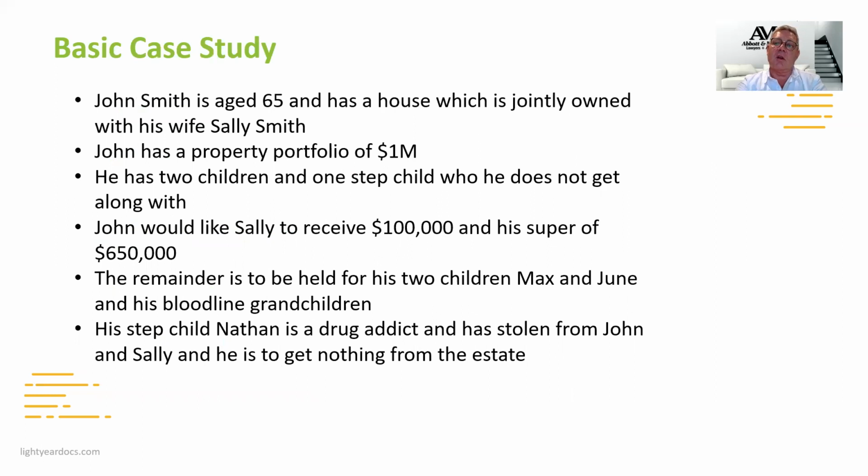So what I want to do is take you into the case study. We've got John Smith, age 65. It's a fairly simple one, but I want to take you through and show you what it's like. There's a house which is jointly owned with his wife, Sally Smith. Now, because it's jointly owned, when he passes away it goes directly over to Sally. So John's interest just transfers over to Sally.